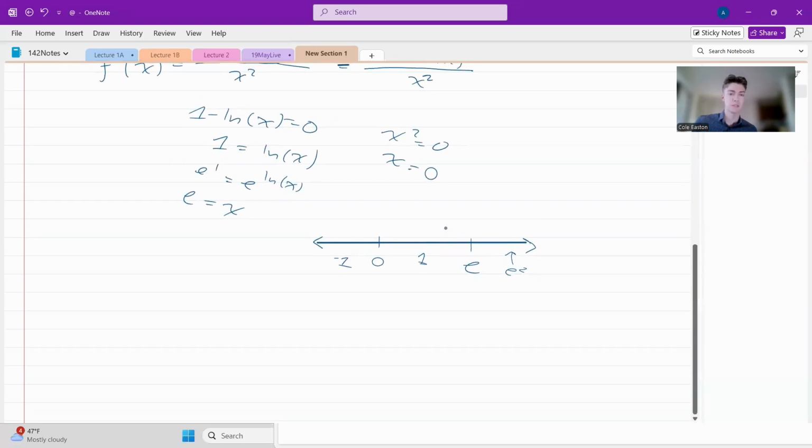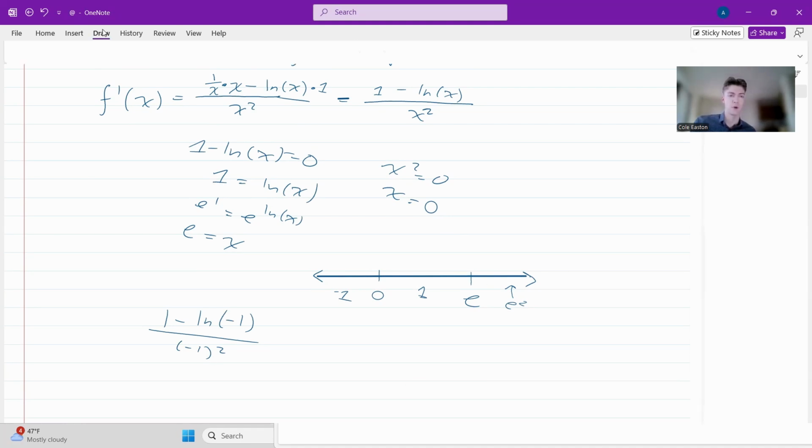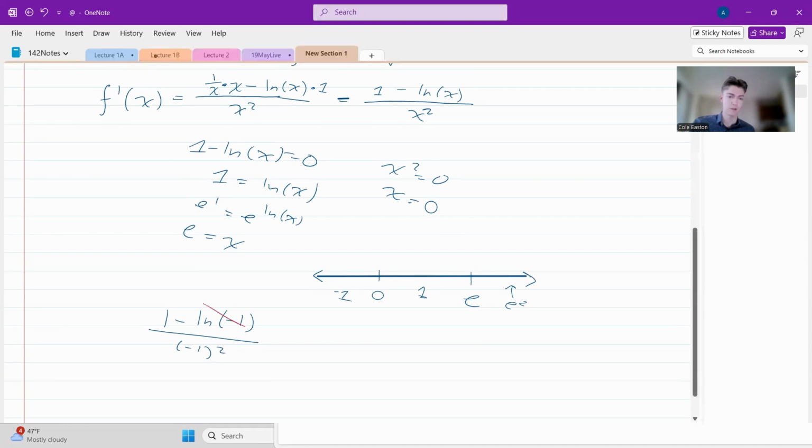Okay, so we have to test these points. So let's, in our derivative function, plug in -1: 1 minus ln of -1 over -1 squared. And so ln of -1, what happens there? Well, it's saying e to what power gives us -1, but e to any power is positive, so we can never get -1. And so this right here is undefined.